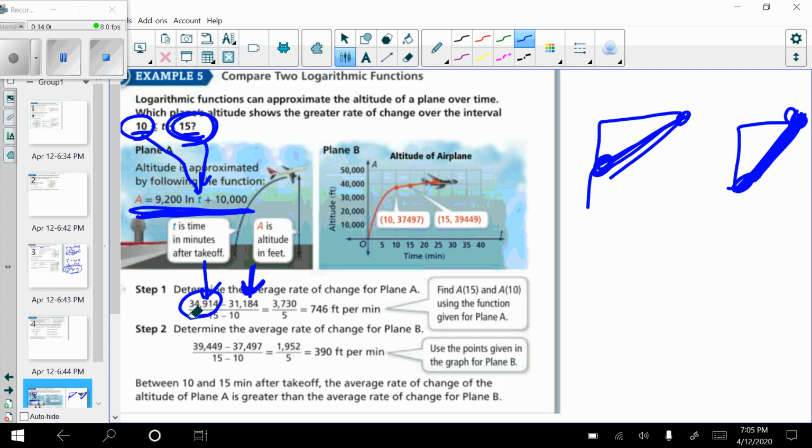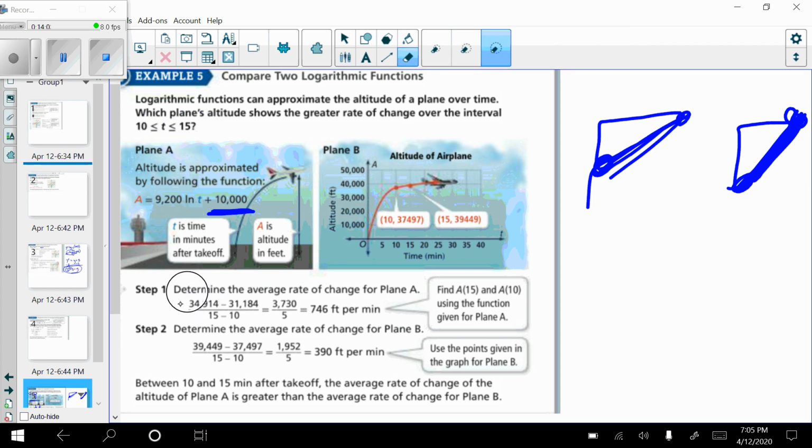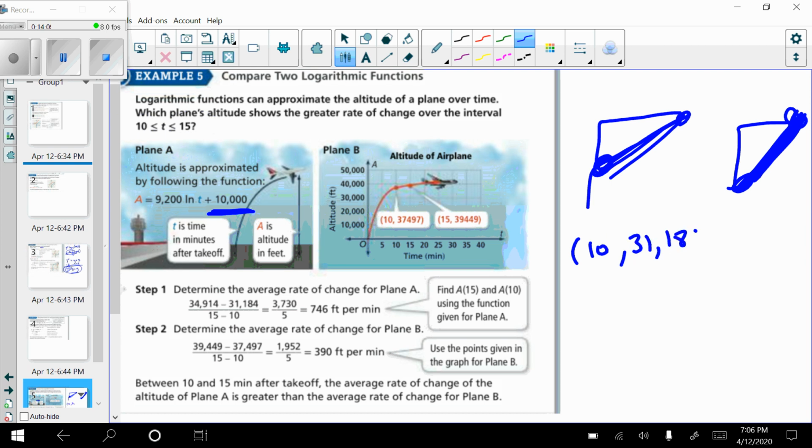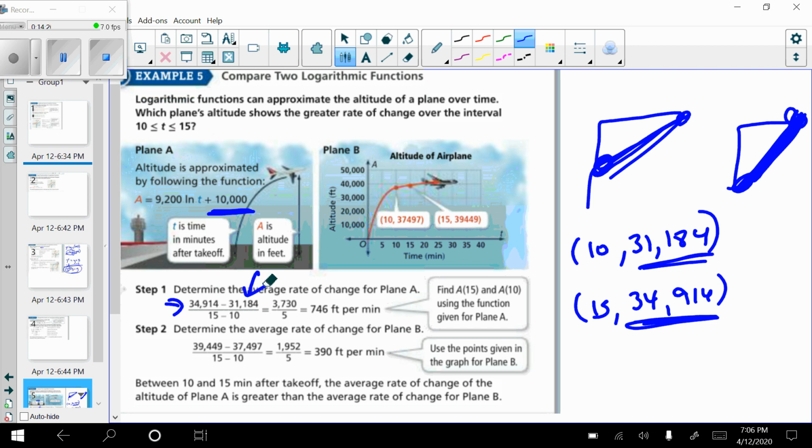And then all they did is, this would be my input, 10, and my output would be 31,184, and my input for the other one would be 15, and my output would be 34,914. And then the formula for slope is y minus y, which is what they did here, over the x that goes with it. This is the x minus the x that went with the other one. And that's how they got this rate.